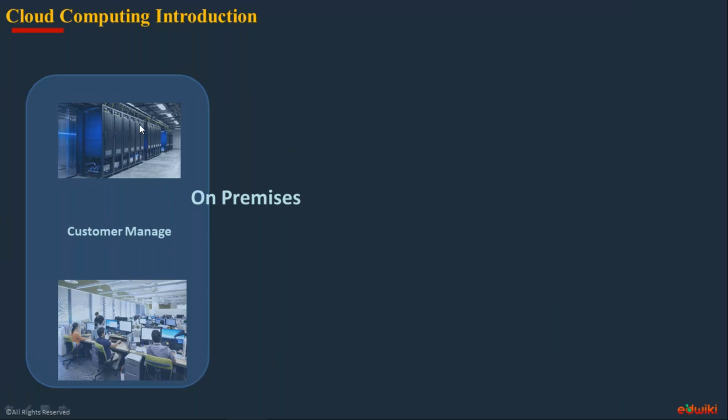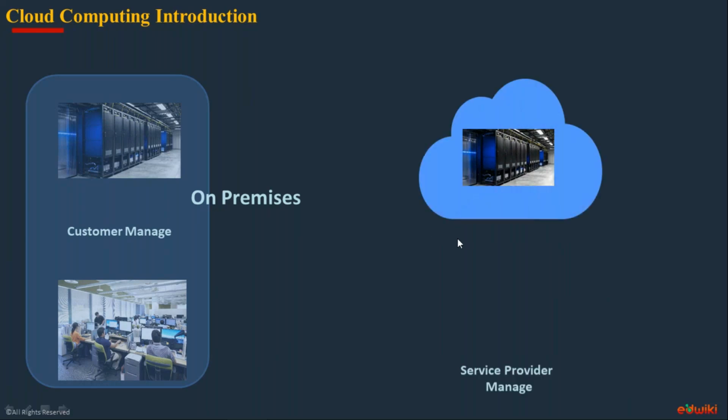So if I purchase my own servers and put them into my own data center, maintained on my own, then we call that customer managed infrastructure or on-premises infrastructure, which has a lot of downsides, as I said. So the cloud has come into the picture. What does it mean?